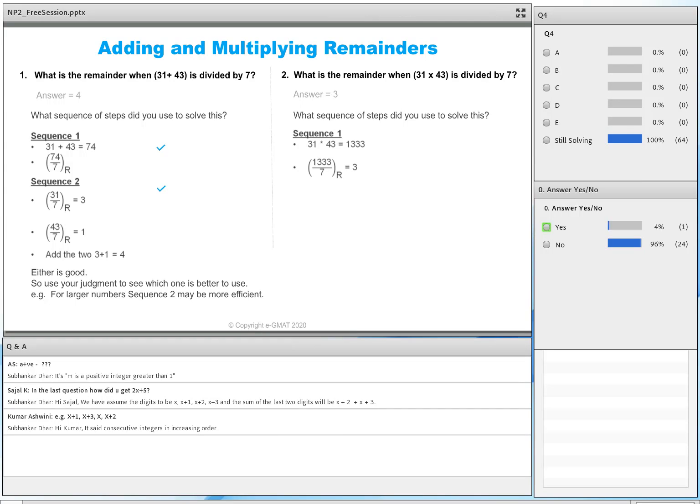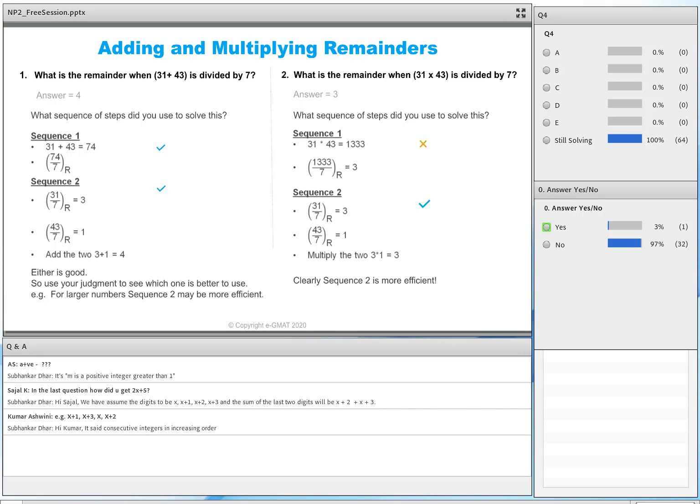Because even if these numbers are small, I can give you a larger number as well. And in that case, you would either take a lot of time or mark the wrong answer. So when I have a product of two numbers, the first sequence, that is, calculating the product and then calculating the remainder, becomes a very tedious job. It takes a lot of time and you're not sure if the answer is correct or not, because this is a very big number.